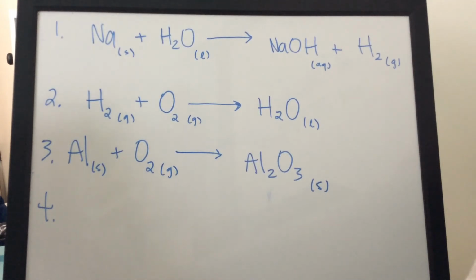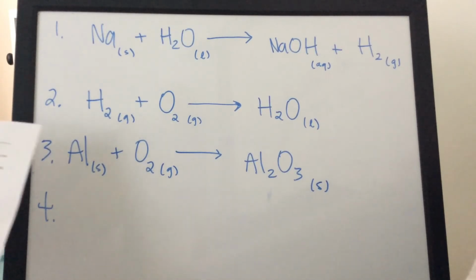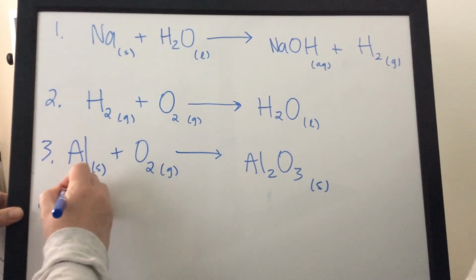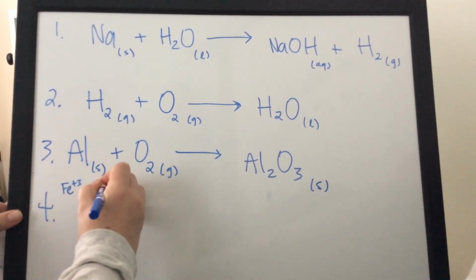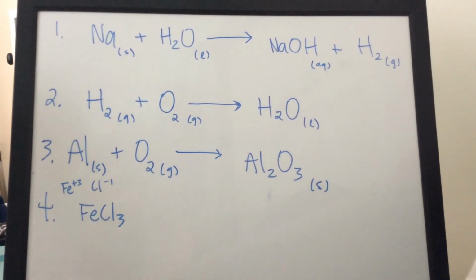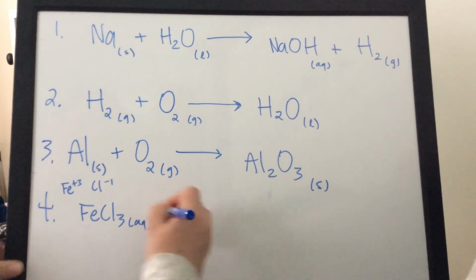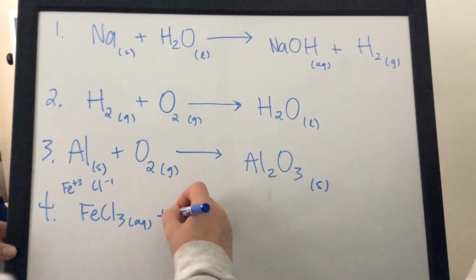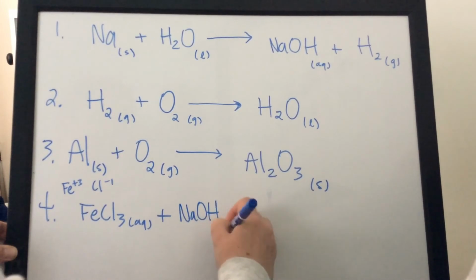All right, number 4, a solution of iron 3 chloride and sodium hydroxide react together to form solutions of both iron 3 hydroxide and sodium chloride. Okay, so iron 3 chloride, well, that means iron's charge is +3 and chlorine is -1. So my formula will be FeCl3. And they tell me it's a solution, so I know that that's aqueous. And sodium hydroxide. Well, we just had that. Sodium's +1, hydroxide's -1. So this is NaOH, also a solution.